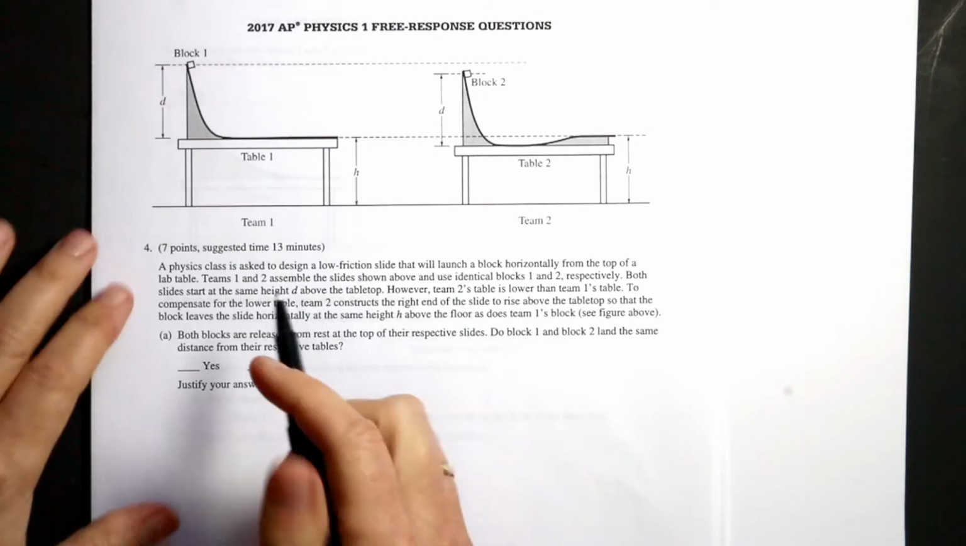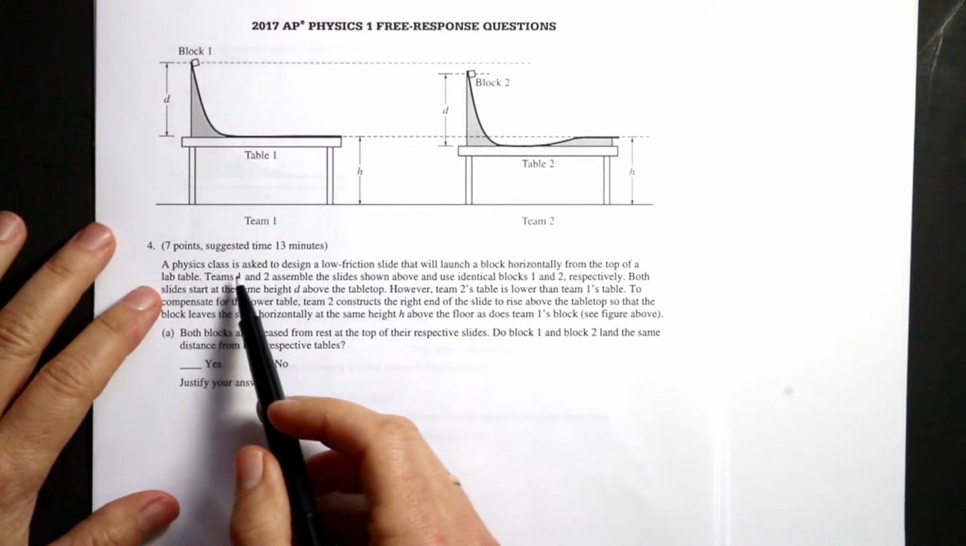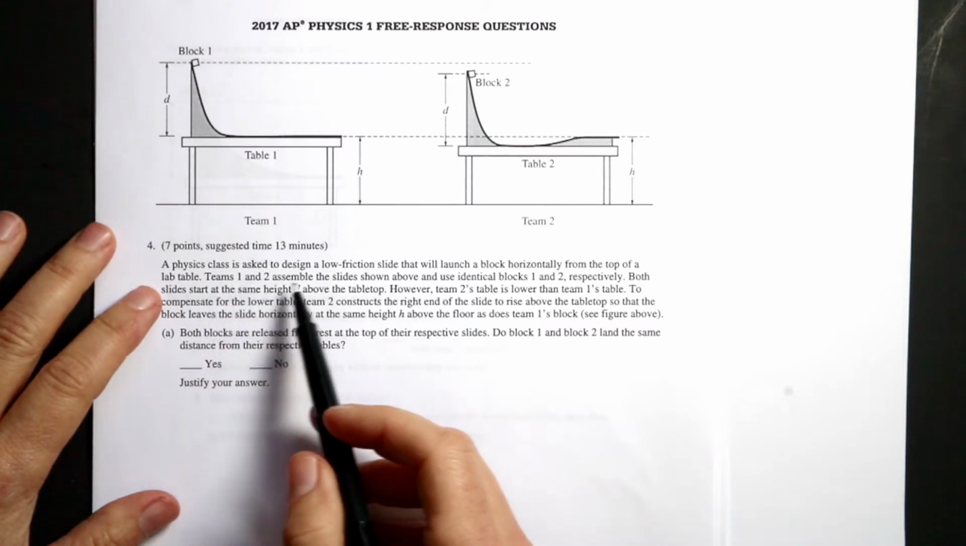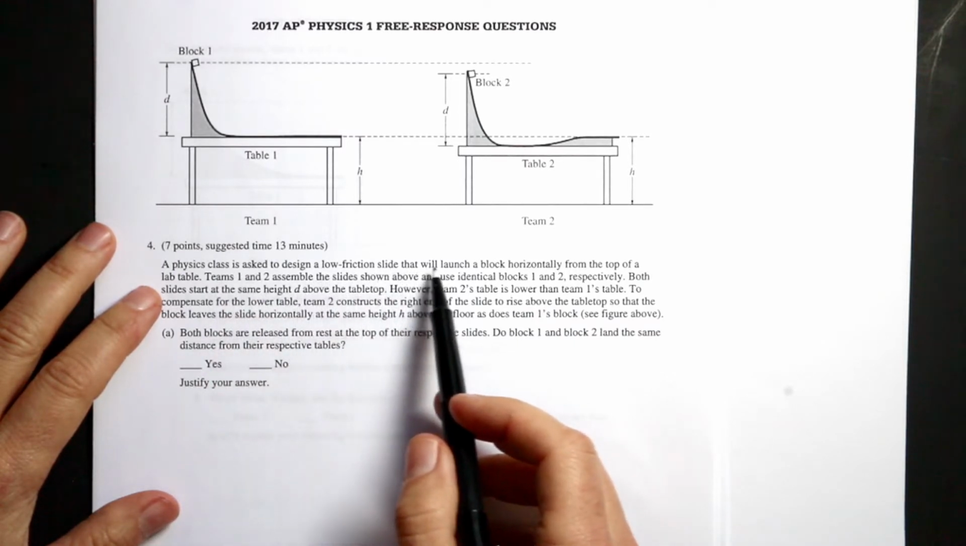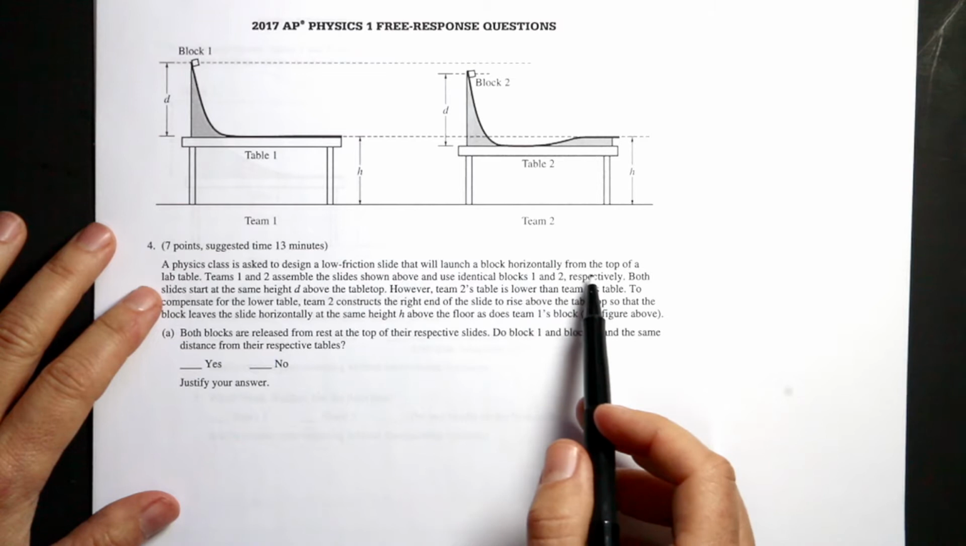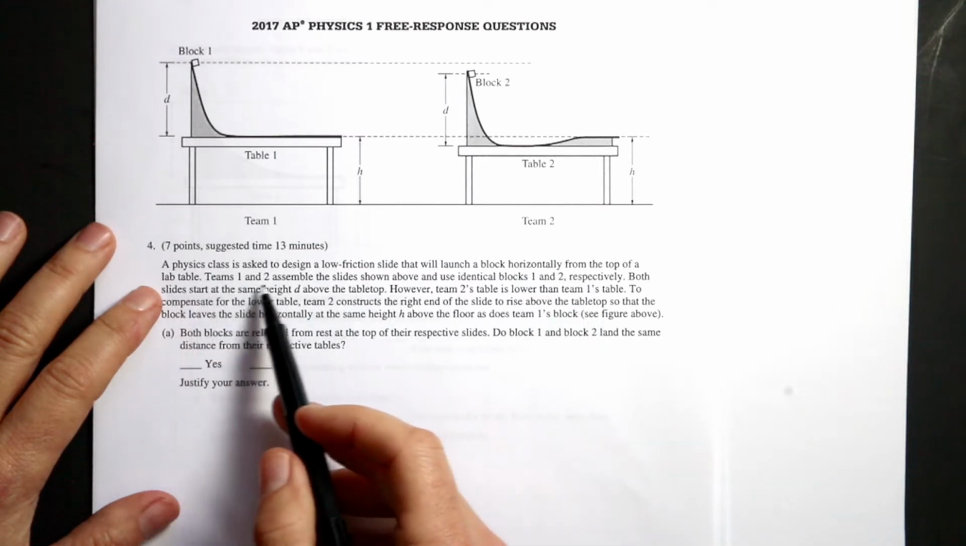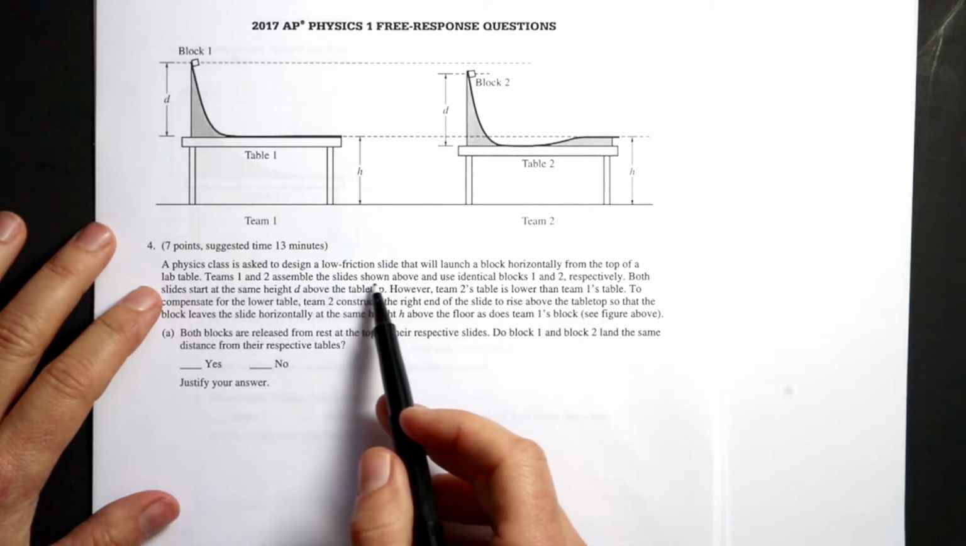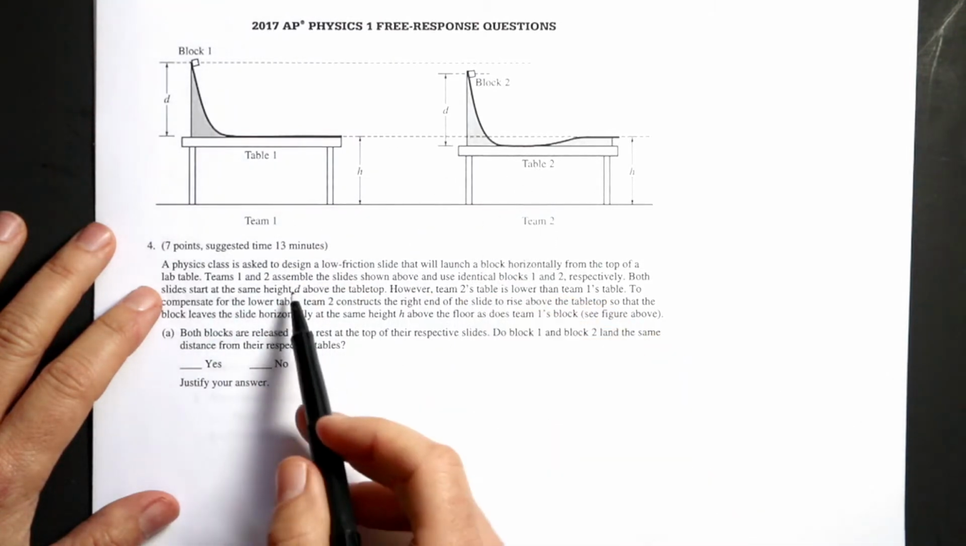So here we have the question. A physics class is asked to design a low friction slide that will launch a block horizontally from the top of a lab table. Teams 1 and 2 assemble the slides shown above. I think it's like that.